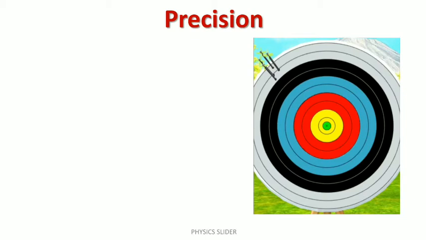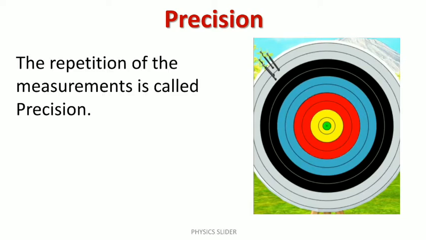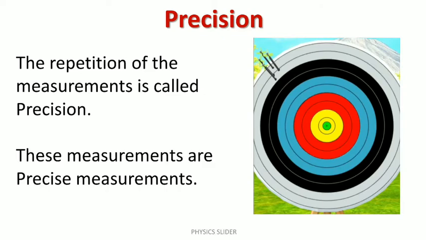So this repetition at the same value or a little bit different values is called precision. You can see here the repetition of the arrows is called precision. So the repetition of the measurements is called precision. These measurements which are repeating their values are called precise measurements. So you have to notice here that there is no closeness to the bullseye. These are very far away from the bullseye, but there is a repetition of the values. That's why we are saying that these values are precise values.